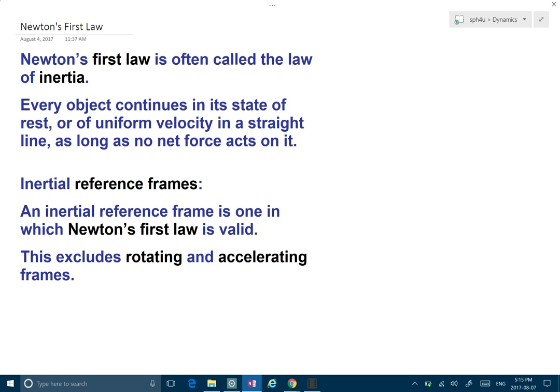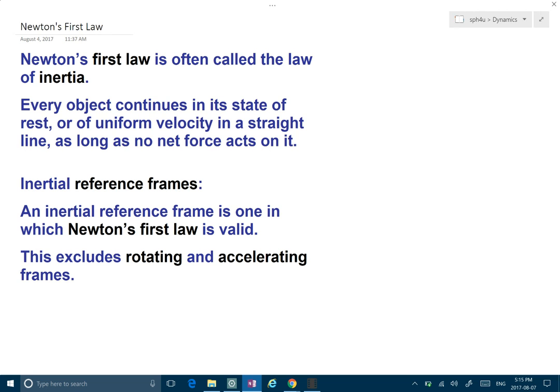All right, so let's review very briefly Newton's first, second, and third laws of motion, and then we'll see how everything applies to uniform circular motion, an extension pretty much of these laws. So the first law is known as the law of inertia.